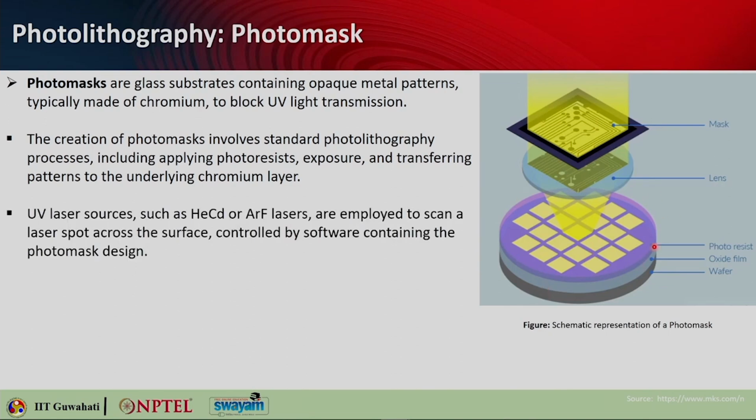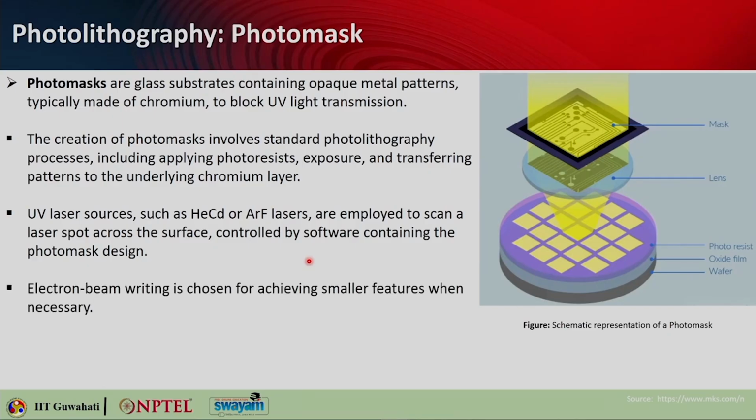and then you can use that mask to create many such replicas. UV laser sources such as helium cadmium or argon fluoride lasers can be employed to scan a laser spot across the surface, and this is typically controlled by software which contains the photomask design. Here you can see the mask, then you have a lens which can focus it on this particular chip area. And what is this? This is basically a photoresist. Below that you have the oxide film, and then you have the wafer.